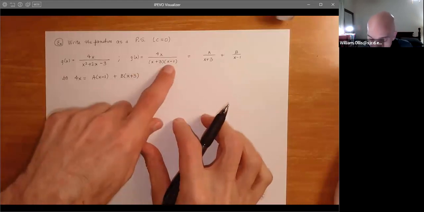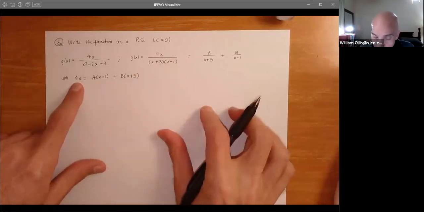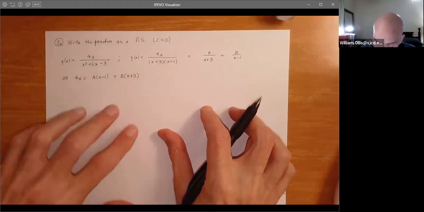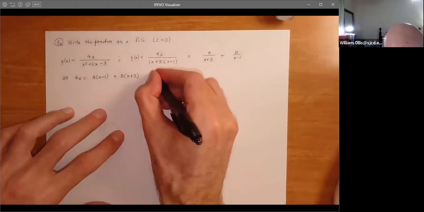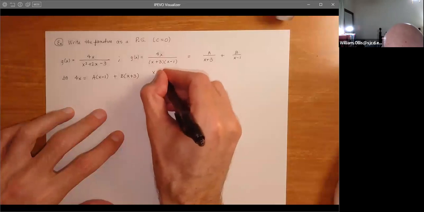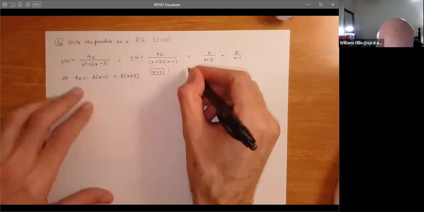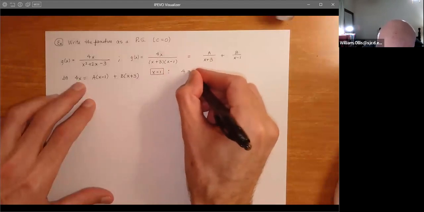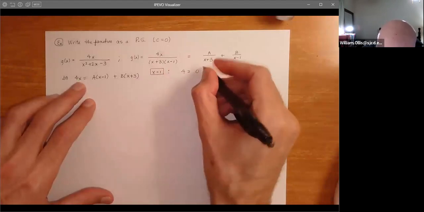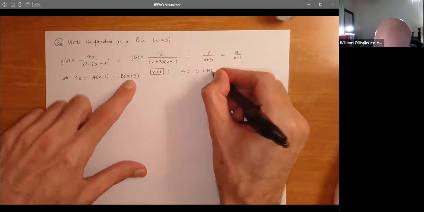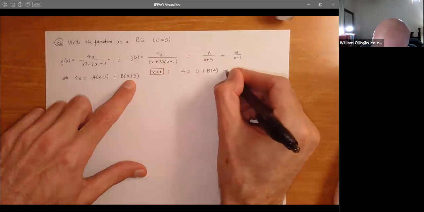So upon clearing the denominators, this will give us 4x equals a times x minus 1 plus b times x plus 3. And then, of course, we can use some convenient values. First, we'll use x equals 1. So when x is equal to 1, we get 4 equals what? 0 plus b times 4. So clearly b equals 1.